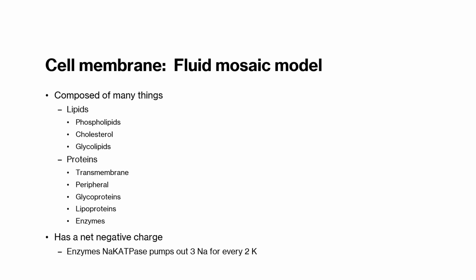Now, the cell membrane, we usually refer to it as a fluid mosaic model. What it means is it's composed of many things. The things it's composed of is lipids, phospholipids, cholesterols, glycolipids. Glyco, remember, means sugar. Lipids, proteins, which can be transmembrane proteins, peripheral proteins, glycoproteins, sugars with proteins, lipoproteins, and they are also enzymes. Remember, enzymes are protein catalysts, and you can have some enzymes in the phospholipid bilayer.